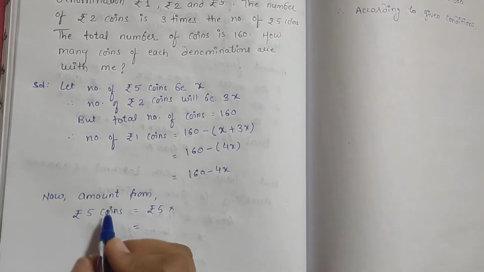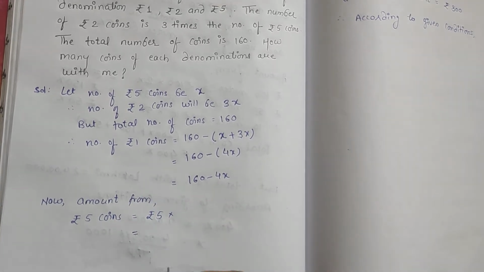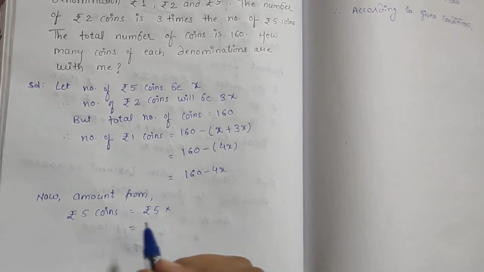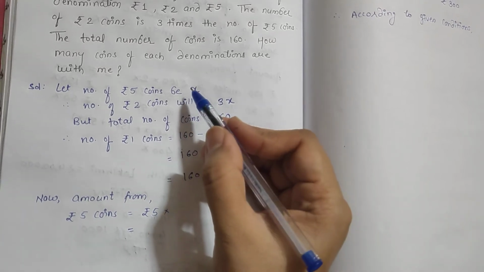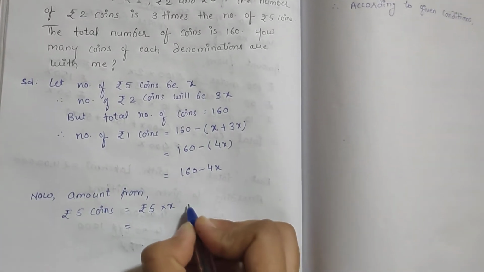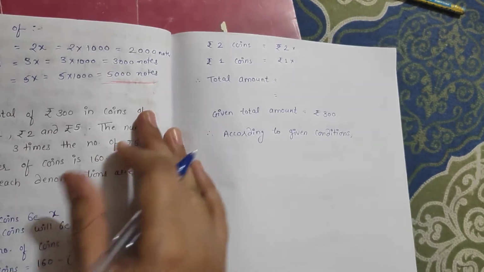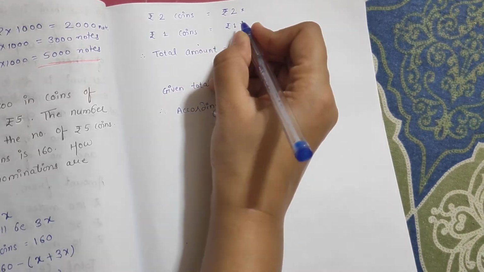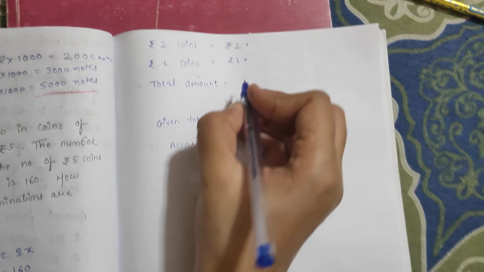Now we have to find out the amount from these coins. As earlier we have done in some questions, in the same way from this number of coins we have to find out the amount. So for rupees 5 coins, it will be rupees 5 into how many coins of 5? It is x. So what will be the amount? It will be rupees 5x. In the same way now we have to find out the amount from rupees 2 coins. So it will be rupees 2 into the number of rupees 2 coins. Here we have taken it as 3x.